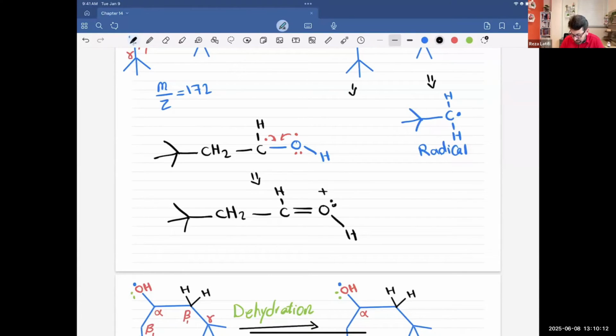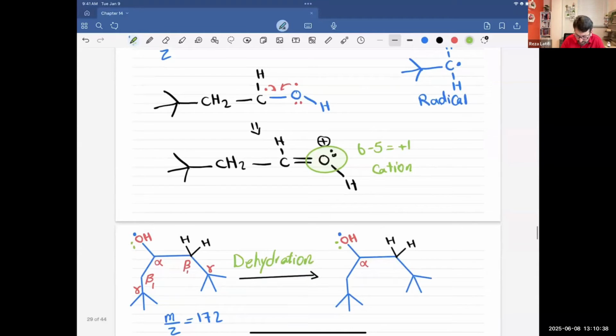The charge on oxygen will be positive. Why is it positive? You can easily draw a circle around the oxygen in order to calculate the charge. Oxygen is a group 6. I see only 5 electrons around it, so it will be +1. Okay, and this one will be a cation, so we're going to be able to detect it inside the mass spectrum, and the m/z for it is going to be 101.